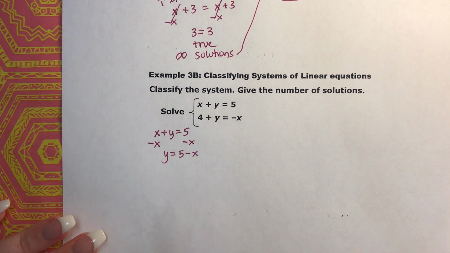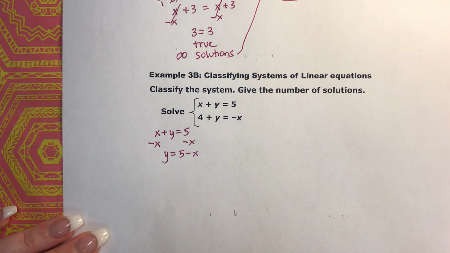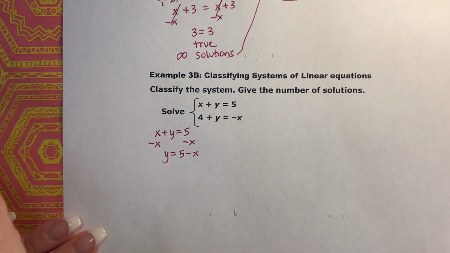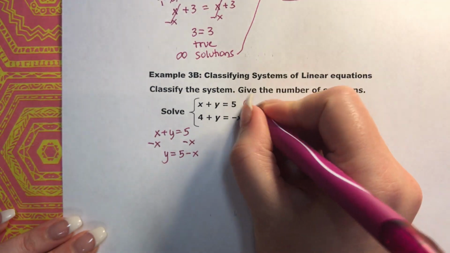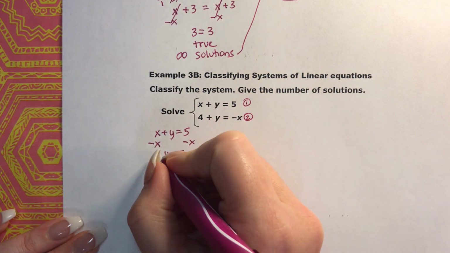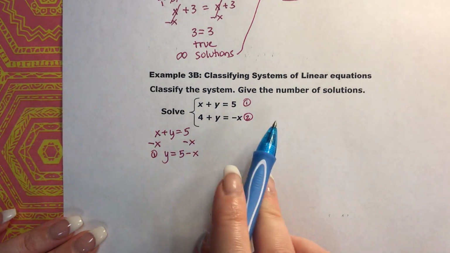So we have this, and what is this? This is equation 1, right? We just solved equation 1. So whenever you do this, this is equation 1. So now we need to substitute it into equation 2.